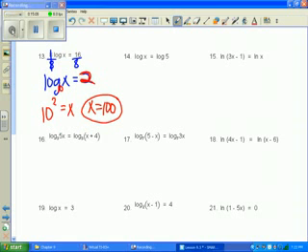Check this. It's within the log. The simple way to check it is to mentally go up here and put 100 in the log. That's positive, good to go. It checks out. Fine. Okay?